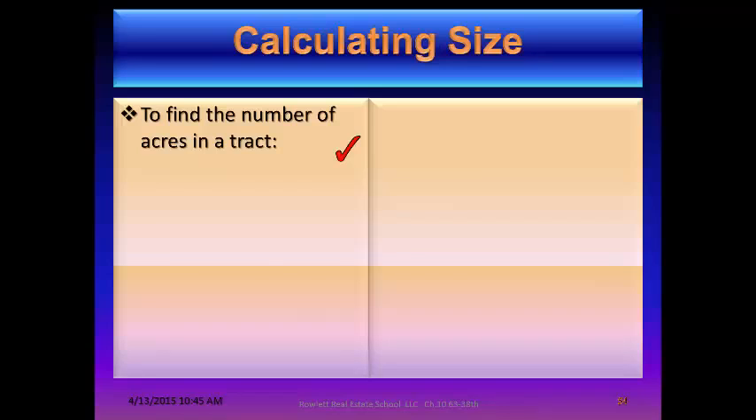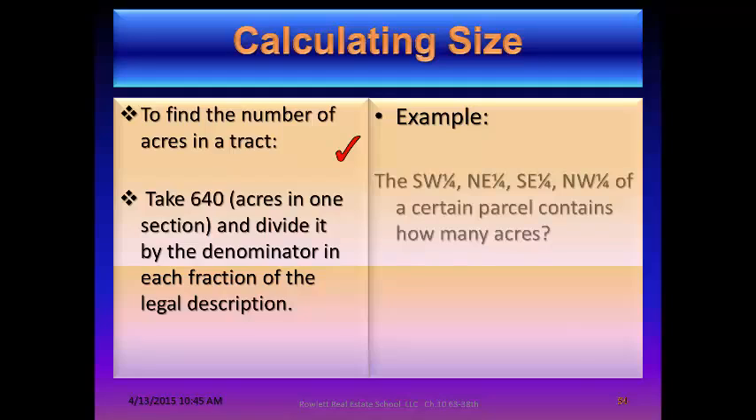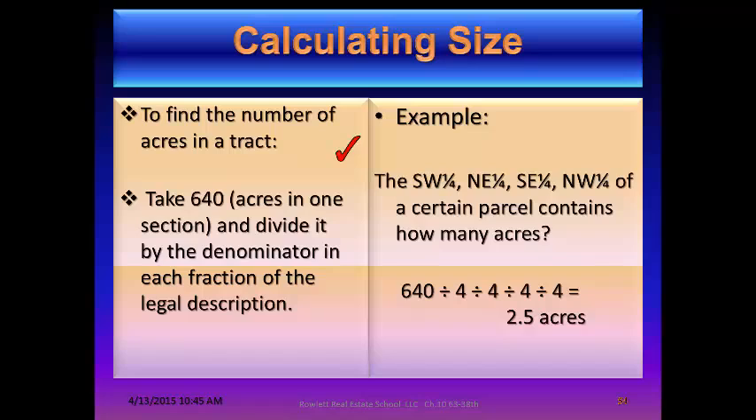To find the number of acres in a tract, take 640 acres in one section and divide it by the denominator in each fraction of the legal description. For example, if you're looking for the southwest quarter of the northeast quarter of the southeast quarter of the northwest quarter of a certain parcel, how many acres does it contain? So I take 640 acres in one whole section and divide it by 4 four times, because there are 4 different quarters, each being a quarter, to come to 2.5 acres.